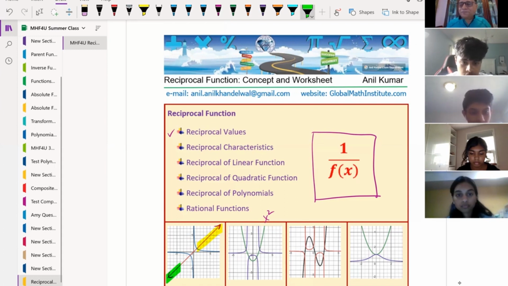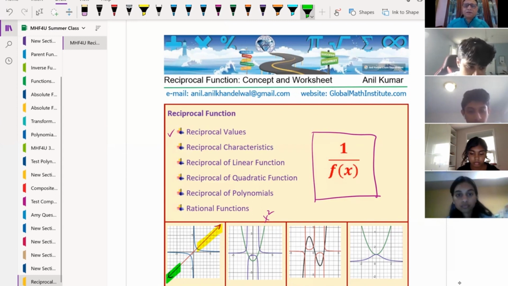Yes. So it matches, positive to positive from the interval 0 to positive infinity, and from 0 to minus infinity, both the function and its reciprocal are negative, right? That is for the first graph, which is linear, y equals x.